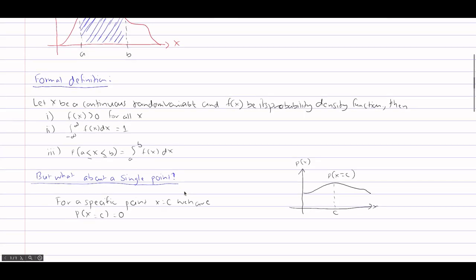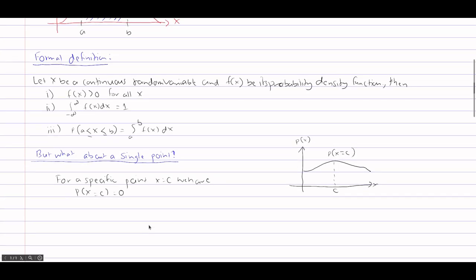But what about a single point? For a specific point x equals c, we have the probability that X equals c is equal to 0. Why? Because the width of the point is 0. So the area, and thus the probability, is 0. This is the core idea in continuous probability. We only measure intervals, not points.